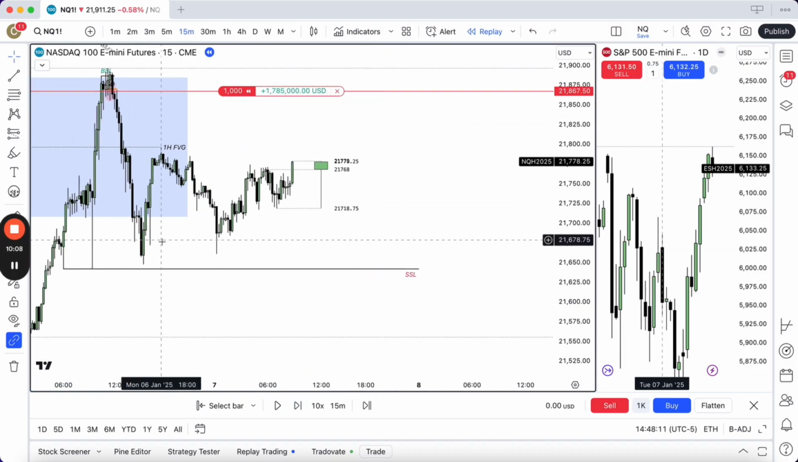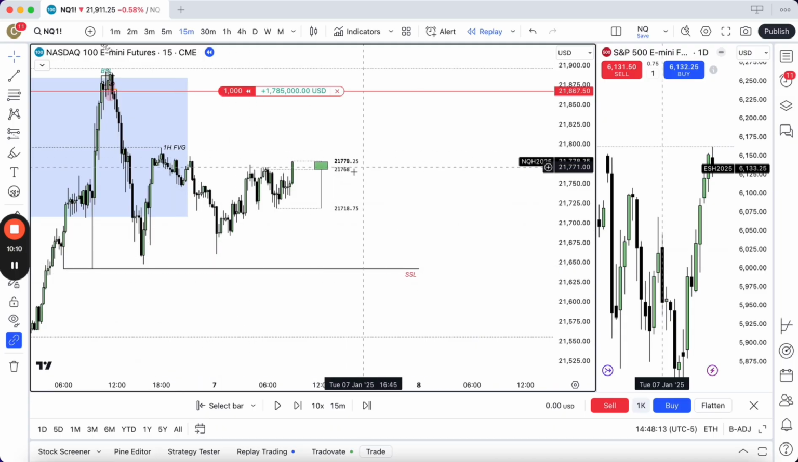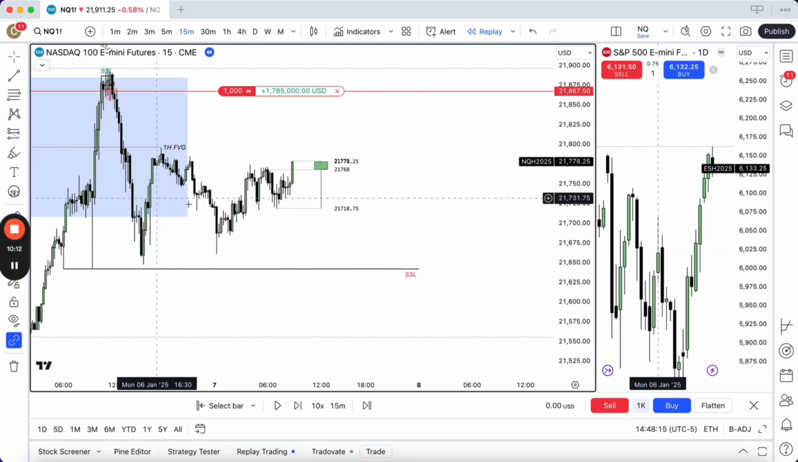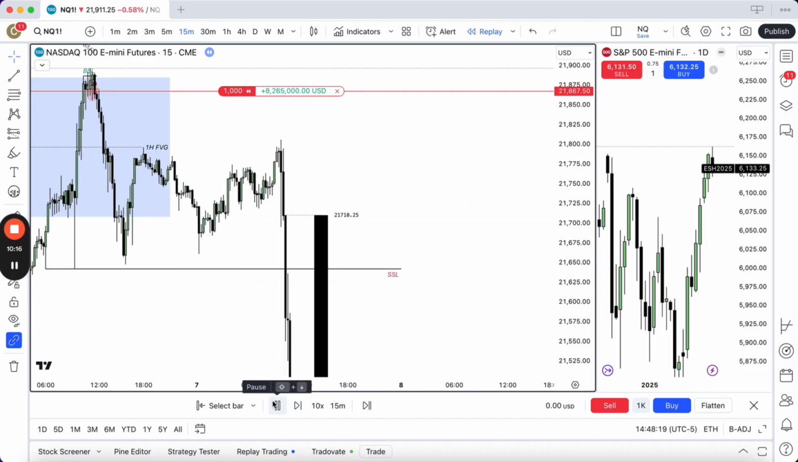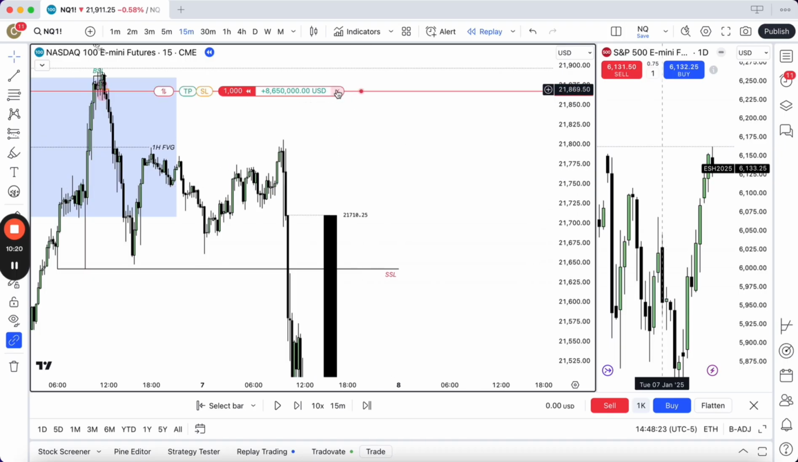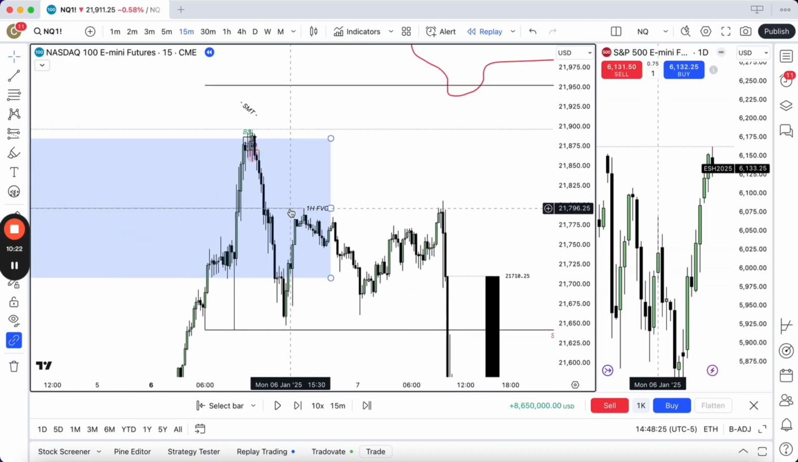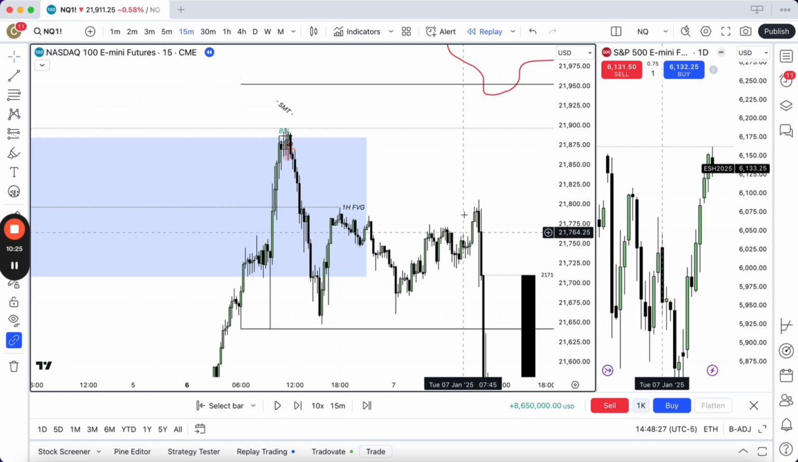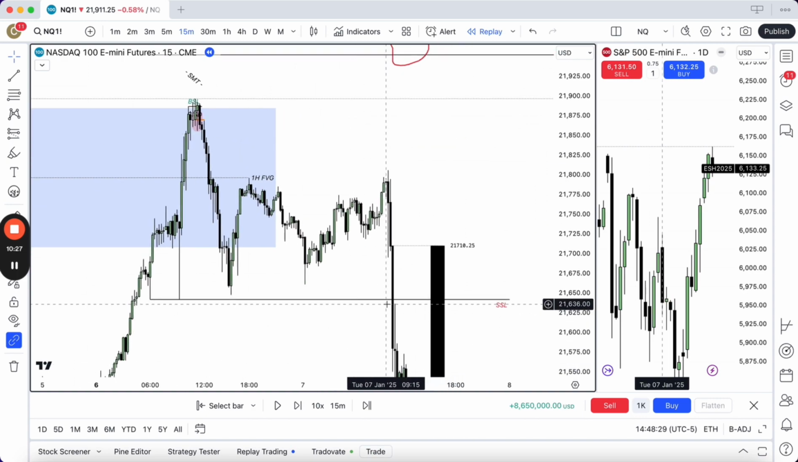Guys, another tip, whenever there are failure swings, you can anticipate price to take them out. So it doesn't matter what price is doing right now, price is going to take out these failure swings. Let's see, and right there, trade complete. $8 million.